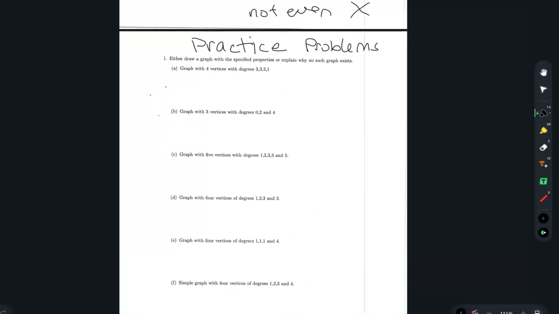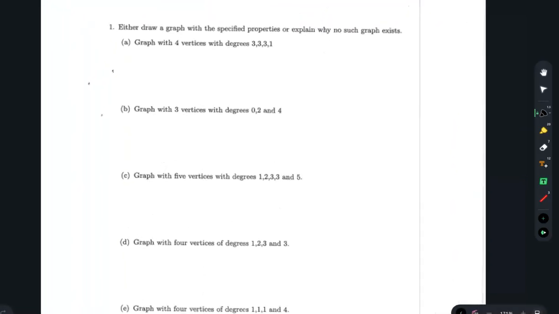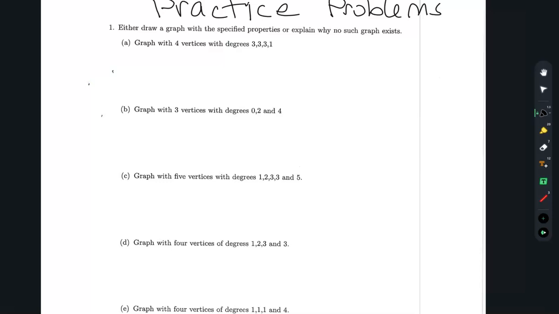So these are included in your notes, and they're just practice problems. So let's just do them. Let's just make sure we're feeling good about drawing different graphs, if there are different graphs.